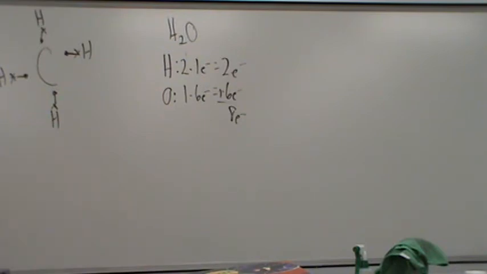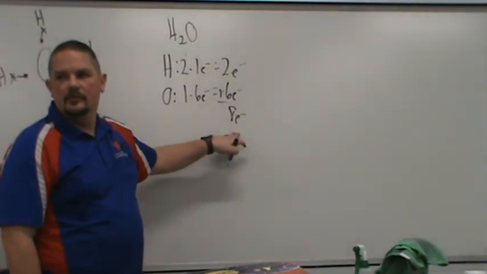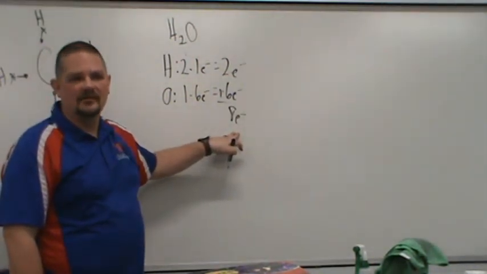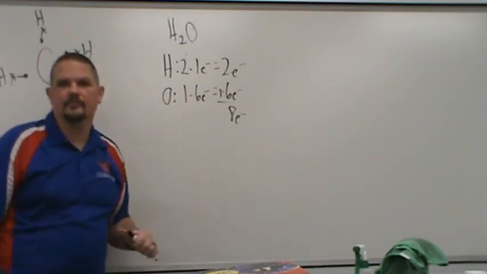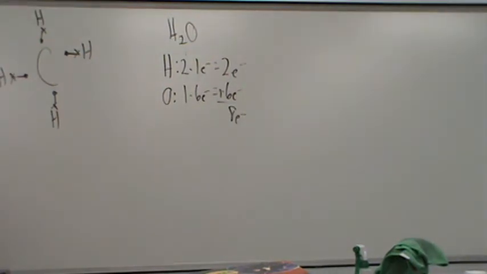Okay? Now, another thing to think about. Your number should always be an even number. If it comes up odd, recheck your math. Okay? The total number of electrons in the cache should always be an even number. If it comes up odd, check your math.